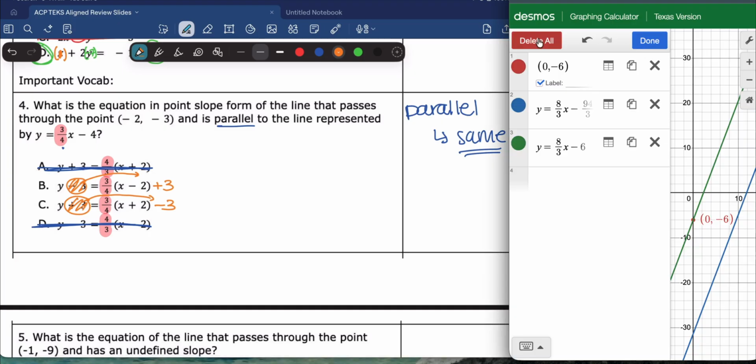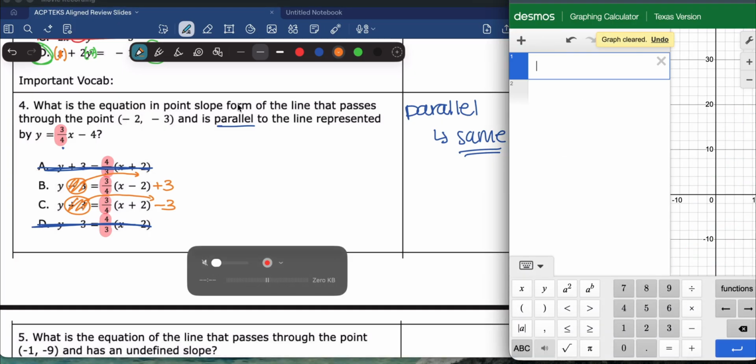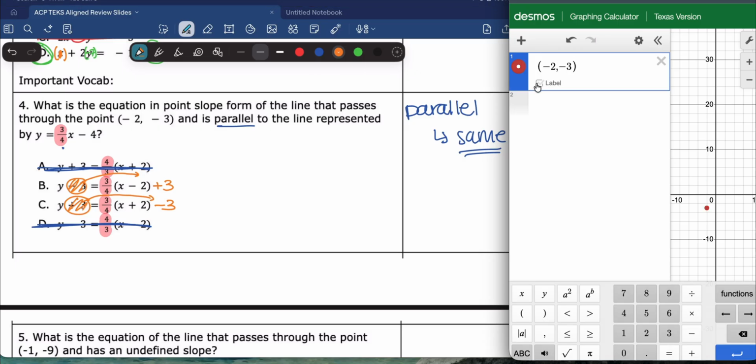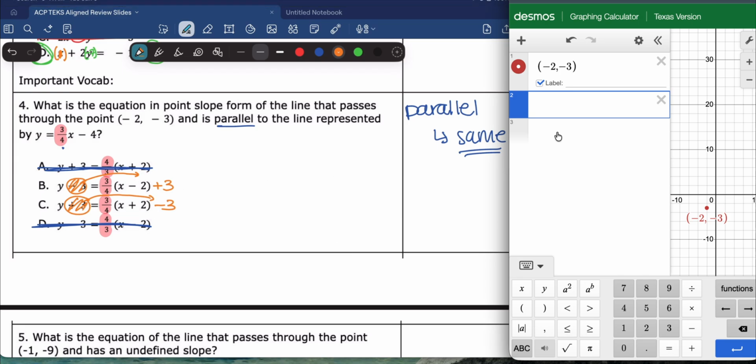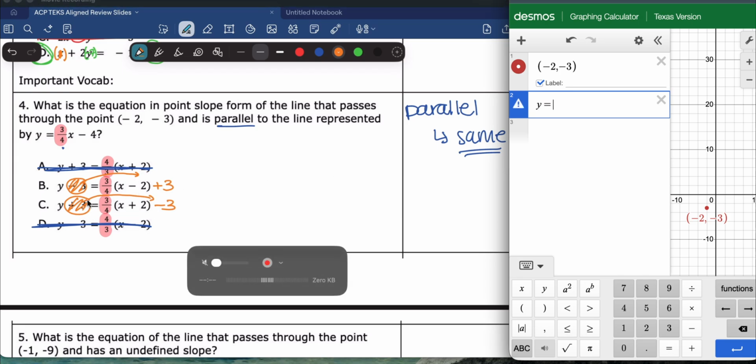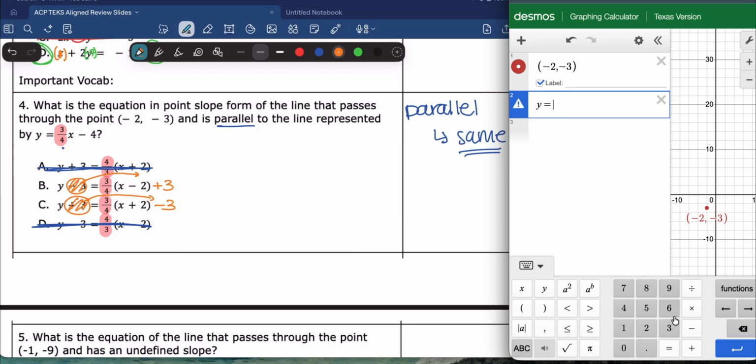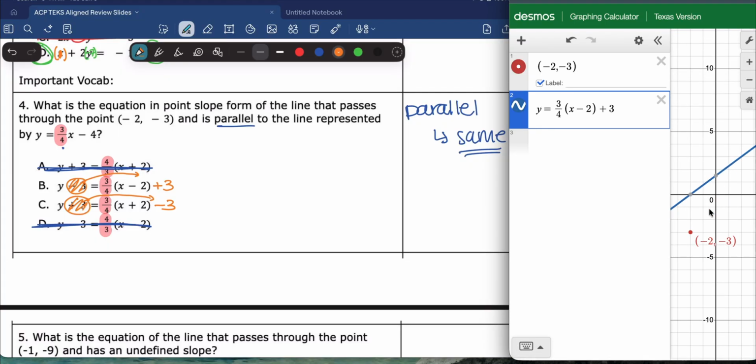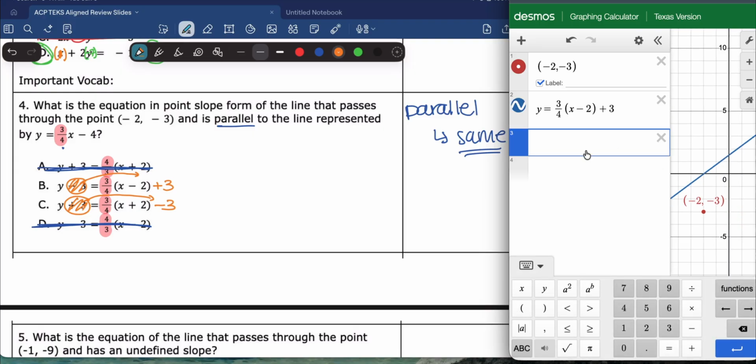So go to Desmos, delete all this, put your point in. So you have negative 2, comma, 3. Oh, negative 3, my bad. Negative 3, label that. And now I'm going to graph B. Y equals, and look how I graph this because I'm not making a huge fraction. 3 divided by 4, sorry, parentheses, x minus 2, parentheses, plus 3. Now that blue line does not go through my red point. So now I'm going to try C.